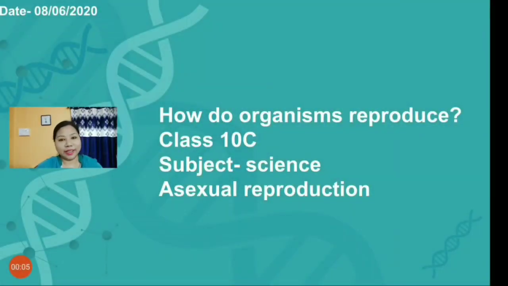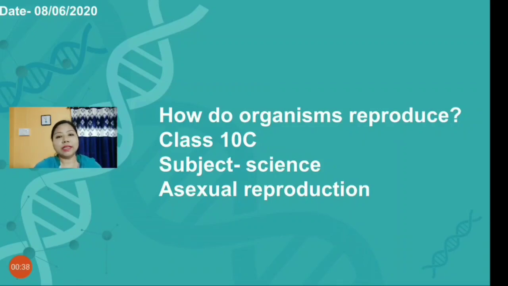Welcome to yet another class of biology, and today we are going to begin a new chapter, that is how do organisms reproduce. We have already completed the previous chapter, control and coordination, and the exercise question answers have also been done. Today we'll be taking up a new topic, and the subtopic which we are going to take up today is asexual reproduction.